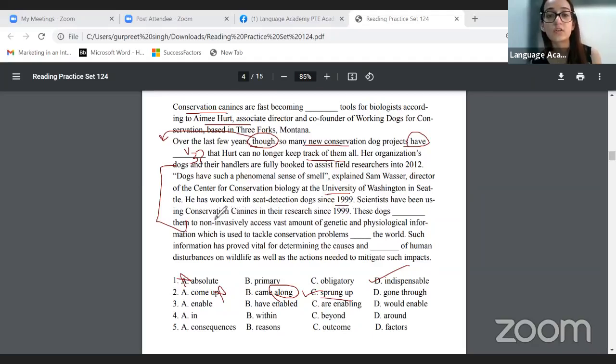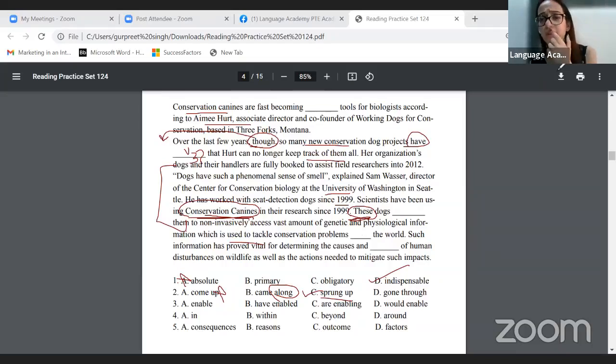Scientists have been using conservation canines in their research since 1999. These dogs, that means the information given here is that conservation canines are a breed or a variety of dogs. That's why we are saying scientists have been using conservation canines. These dogs means this is the name of some dogs. These dogs dash them to non-invasively access vast amounts of genetic and physiological information, which is used to tackle conservation problems.